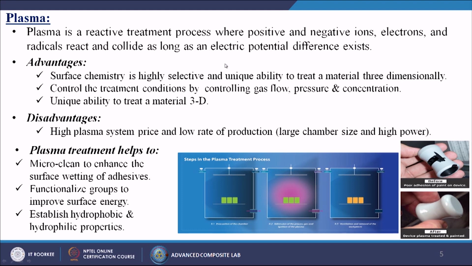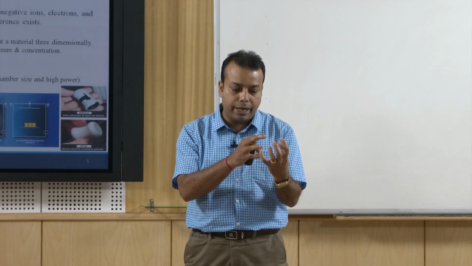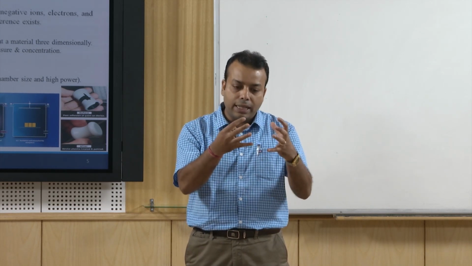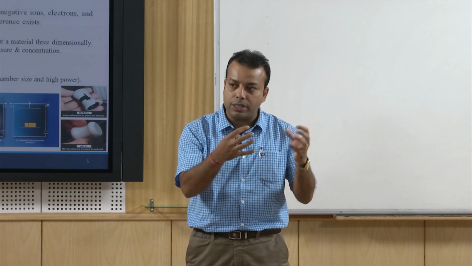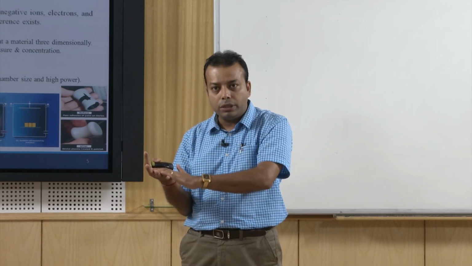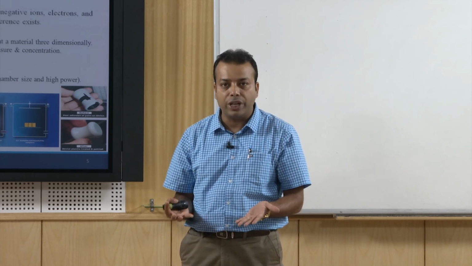What are the surface advantages? Surface chemistry is highly selective, with a unique ability to treat a material 3 dimensionally. The simple idea is that I have some target, I agitate that target so that it releases certain kinds of ions or electrons, then we collect these ions and electrons and bombard them onto the material surface, by which the surface chemistry or surface properties can be changed.